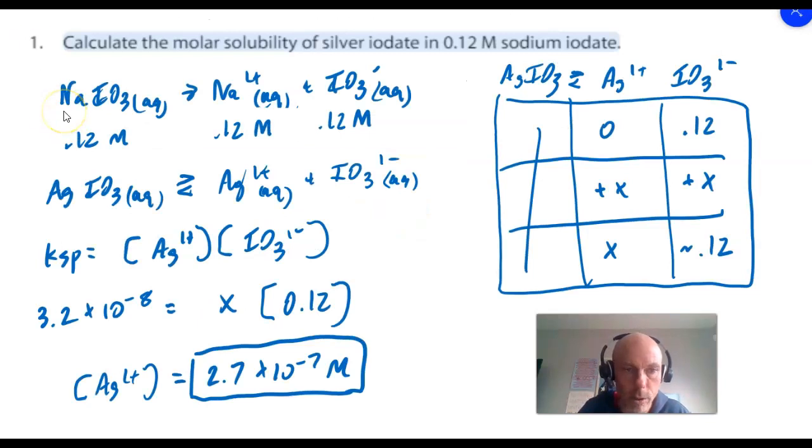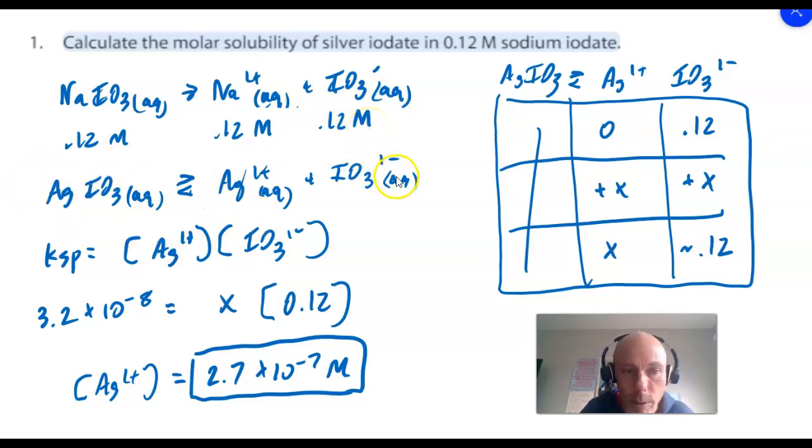First thing I did is wrote the dissociation expression for sodium iodate that we are given a concentration of 0.12 molar for, and I used a rightward pointing arrow. Again, sodium is a group 1 metal. It means it's completely soluble, so it won't be in equilibrium with its ions. We can expect all of it will become dissociated ions. And with just one sodium per sodium iodate, the concentration of sodium will be 0.12 molar, as well iodate's concentration in this solution will be 0.12 molar. And we see that showing up over here in our ice table.